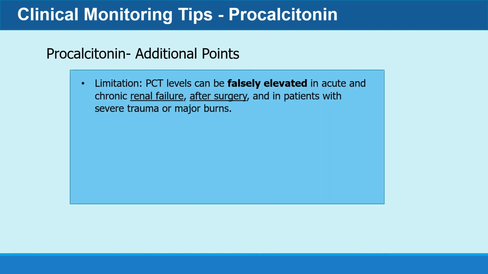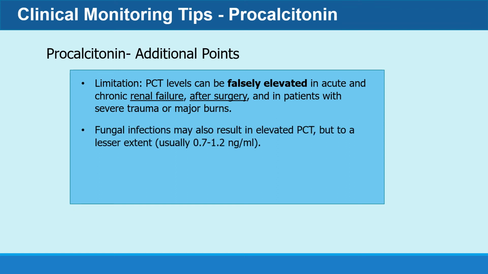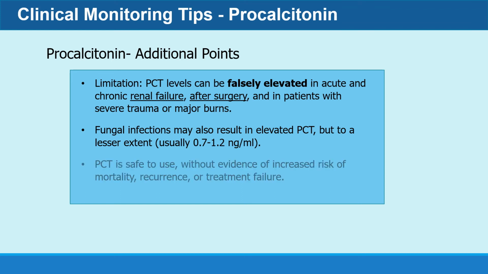One limitation of procalcitonin is that it can be falsely elevated in acute and chronic renal failure, after surgery, and in patients with severe trauma or major burns. Fungal infections may also result in elevated procalcitonin, but to a lesser extent. Procalcitonin is safe to use without evidence of any kind of increased risk of mortality, recurrence, or treatment failure.